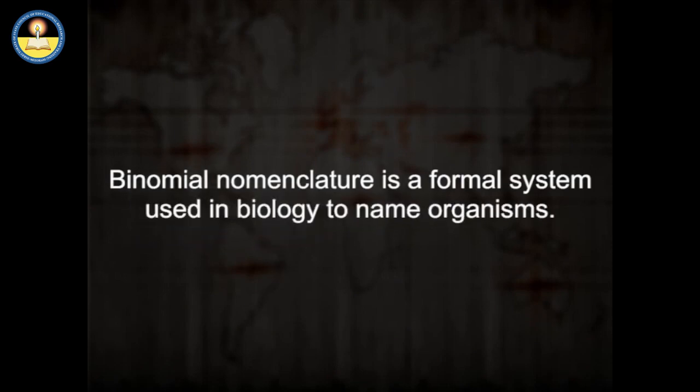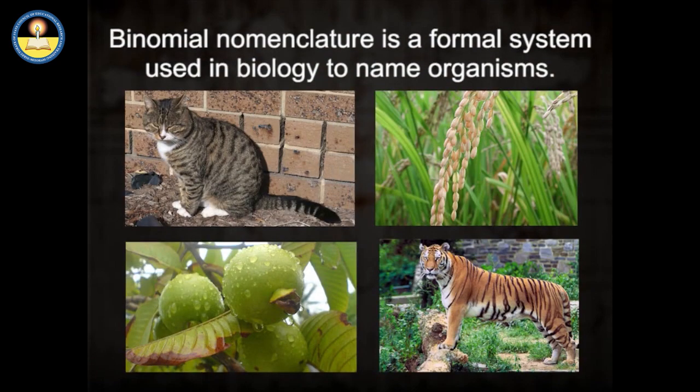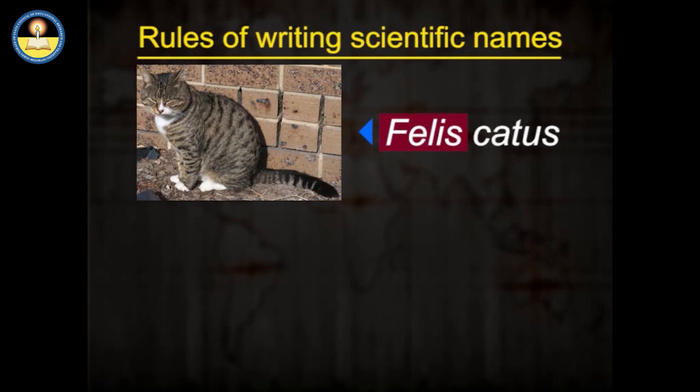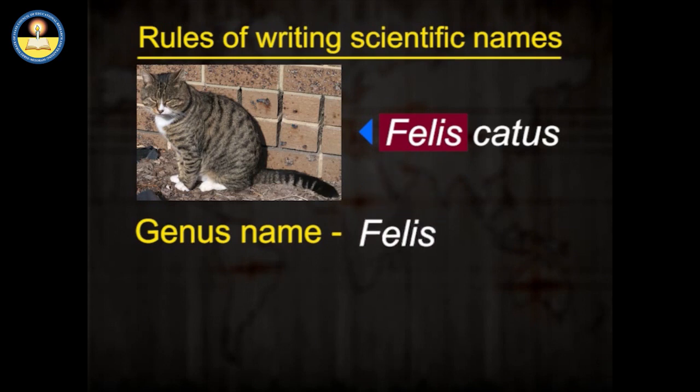Binomial nomenclature is a formal system used in biology to name organisms. The system ensures that every known kind of organism can be distinguished from another organism. There are certain rules to write these names. First word of a scientific name. The genus name is written first. The first letter of the genus name is always capitalized. The name is always underlined or italicized.